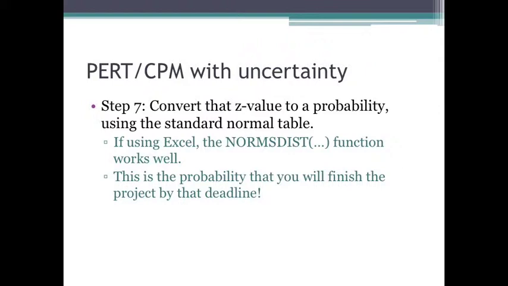So that's the steps involved with regard to PERT CPM with uncertainty. The first thing, you find the mean completion time for each task. Use that mean completion time for each task in good old PERT CPM to find the project completion time and the critical path. Then you use the variance of the tasks on the critical path to find the standard deviation of the project completion time. Then, once you have a mean and standard deviation of the project completion time and a deadline, you can find the probability that you will complete the project by that deadline.